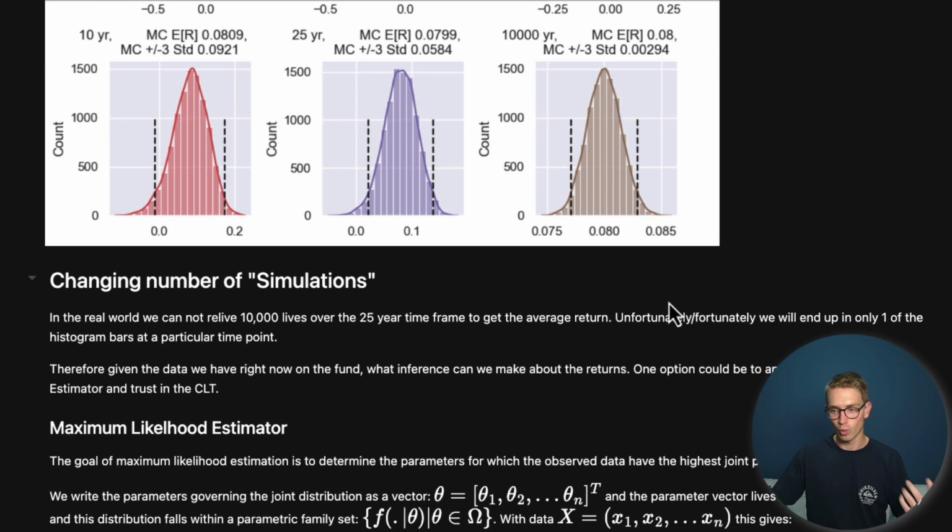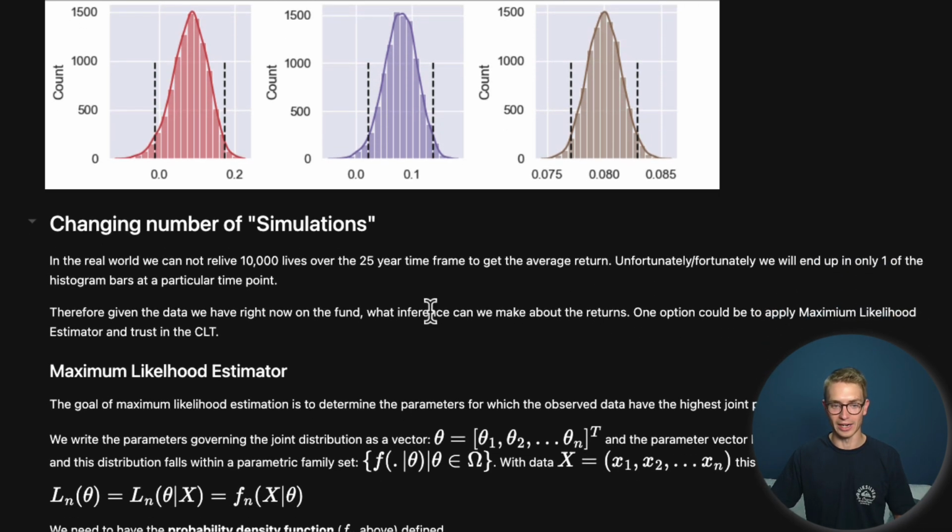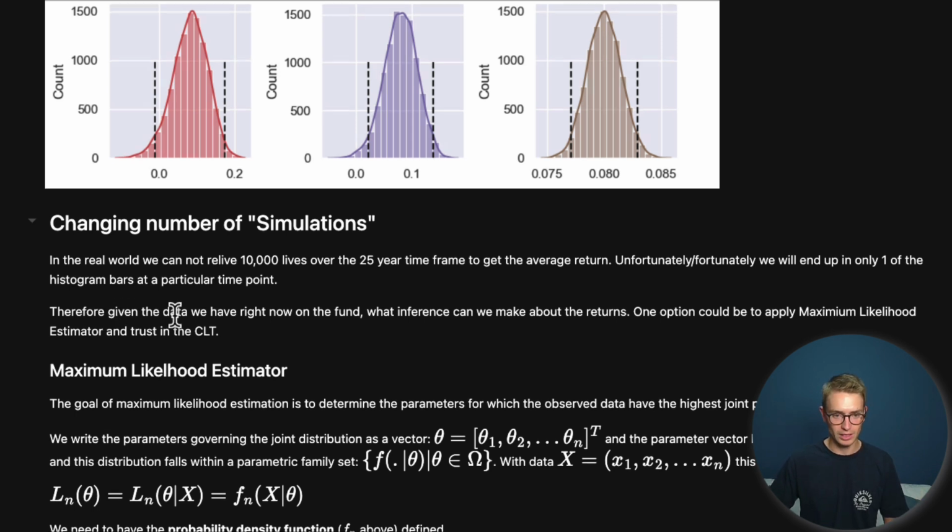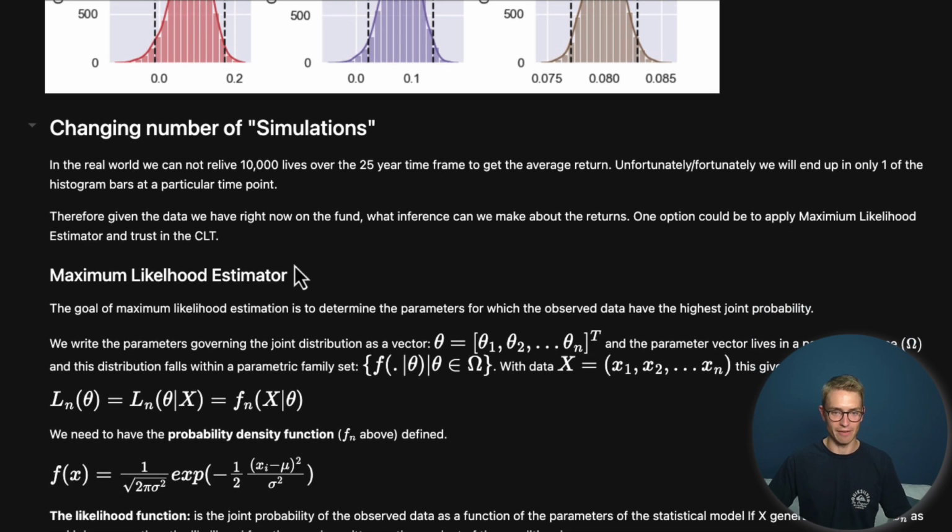Unfortunately or fortunately, we only end up living one life, and therefore we end up as one of these histogram bars at a particular point in the future. Therefore, given the data we have right now on the fund, what inference can we make about the returns?